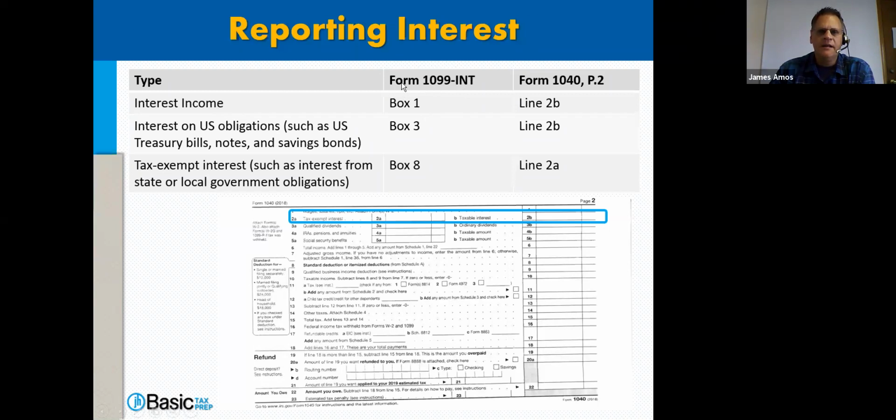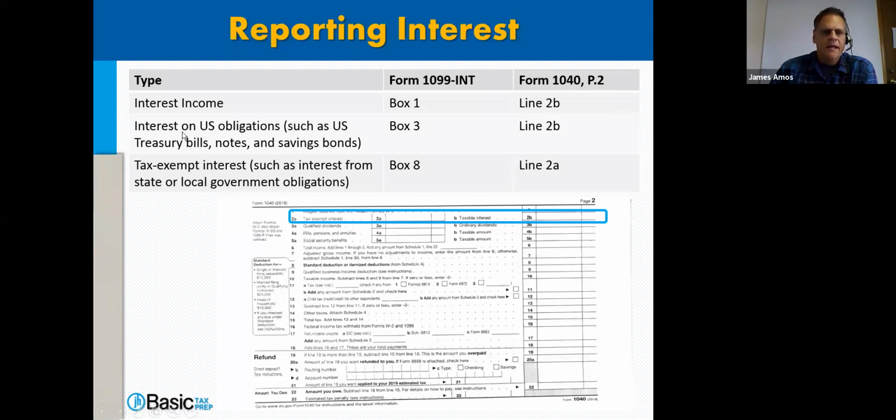On a 1099 interest in box 1, that's interest income. That's that general interest income that I said is taxable by both the IRS and the states. That's reported to you in box 1, and then you put it on Form 1040 on page 2, in line 2B, right there.